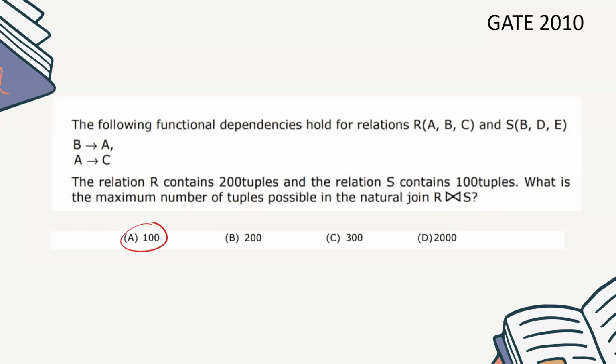The following functional dependencies hold for relation R of A, B, C and S of B, D, E: B implies A and E implies C. The relation R contains 200 tuples and the relation S contains 100 tuples. What is the maximum number of tuples possible for R natural join S? It will be 100.